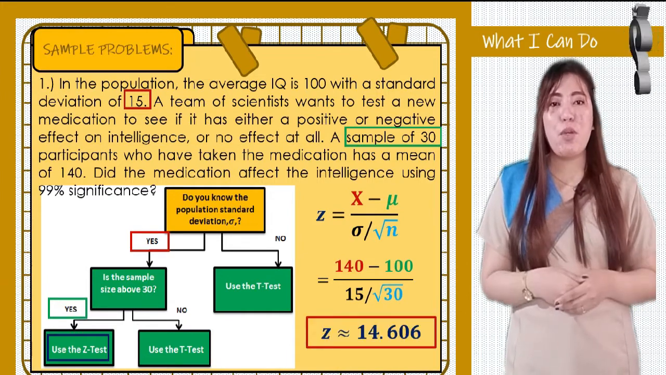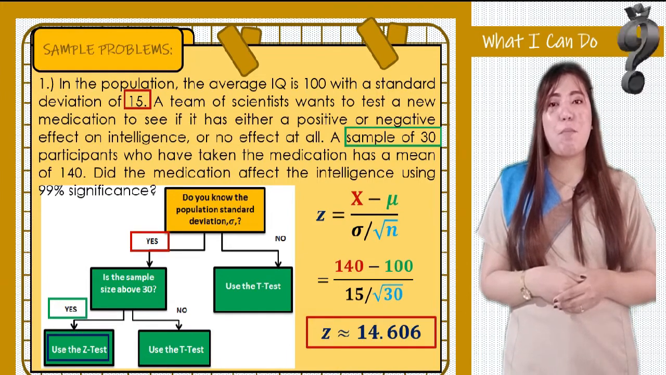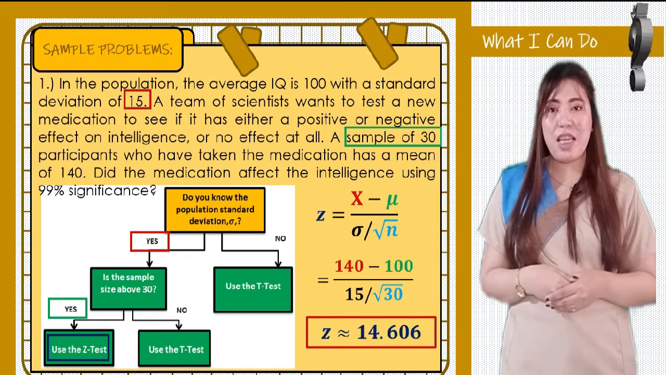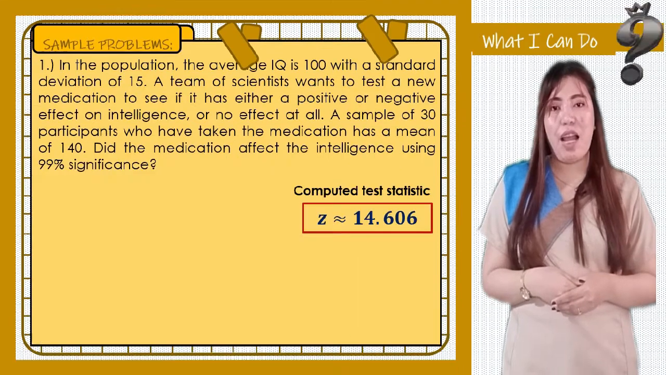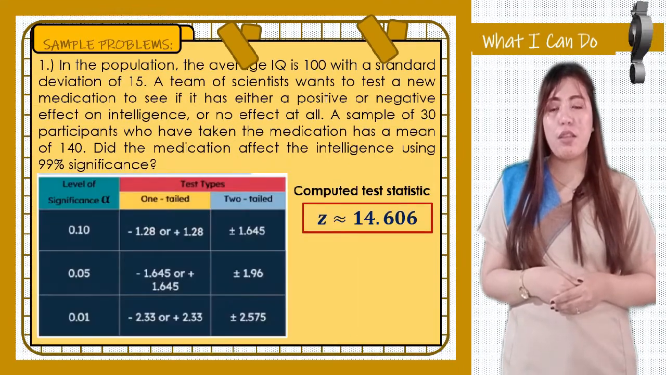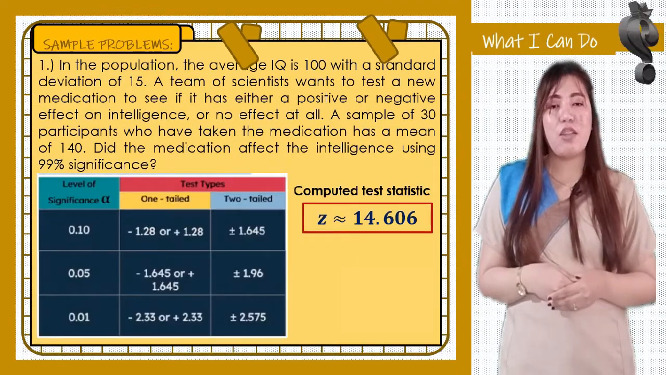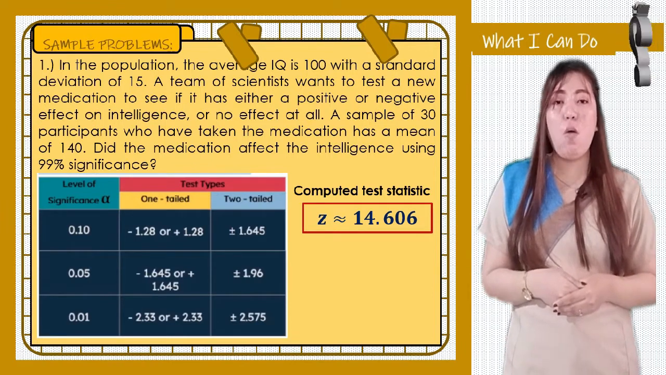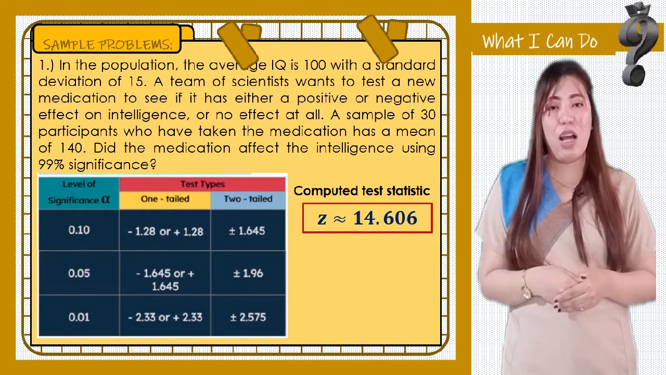Correct. The computed z-test statistic is approximately equal to 14.606. Next is to find the critical value. At 99% confidence interval with two-tailed type of test, what is the z critical value?